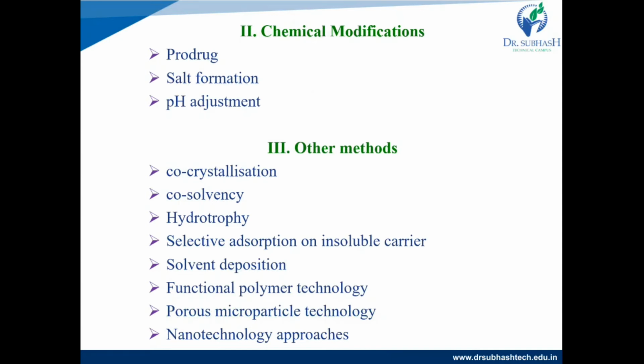Other methods, or miscellaneous methods, are there. In that, co-crystallization. A co-crystal is defined as a crystalline material that consists of two or more molecules held together by non-covalent force. So the co-crystallization method we can use for the improvement of solubility. Co-solvency: we can add a third substance, a co-solvent, that improves the solubility. For example, propylene glycol, PEG, like that we can use as a co-solvent.